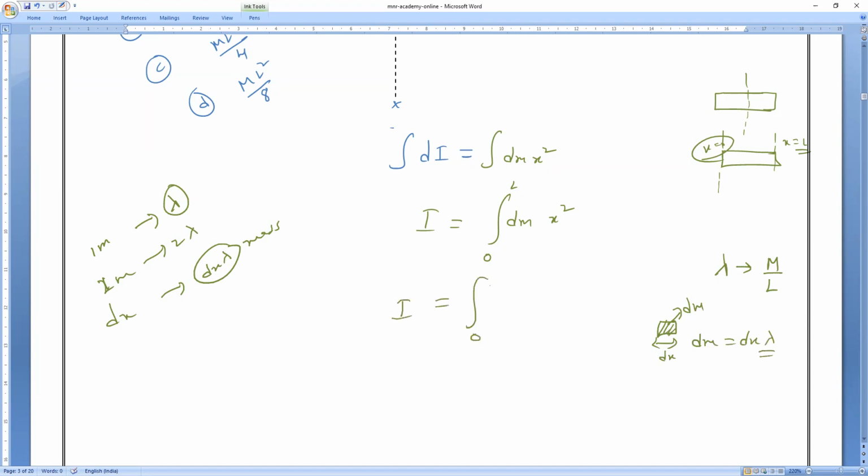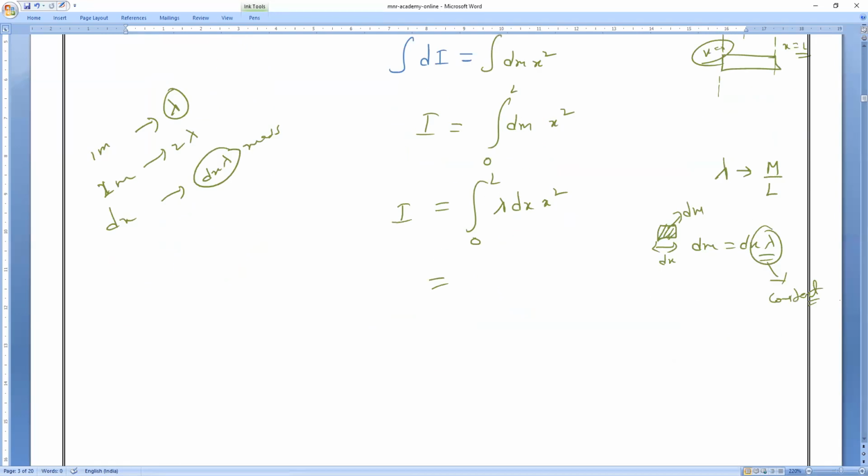So replace it, and with limits 0 to L, we get lambda into dx into x squared. Lambda always remains constant because the rod is uniformly distributed. Uniformly distributed means it is constant. So lambda will be outside, and we have the integral from 0 to L of x squared dx. Lambda I will replace with m by L. So that equals m by L times the integration of x cube divided by 3 from 0 to L.